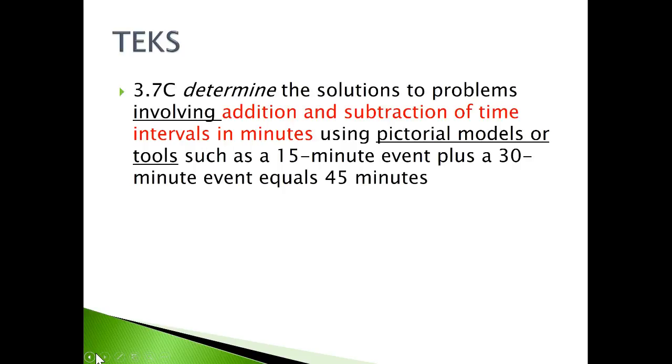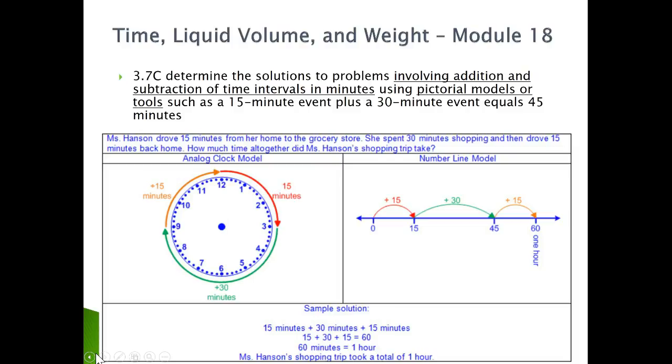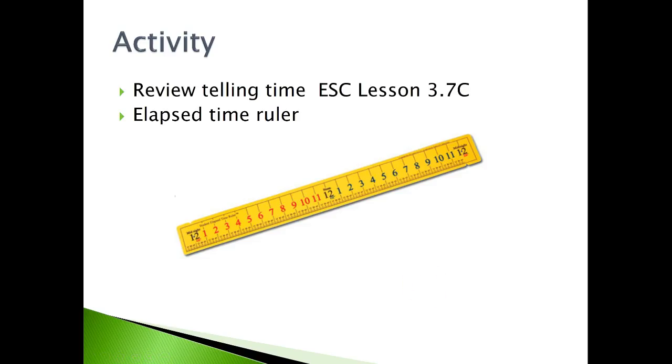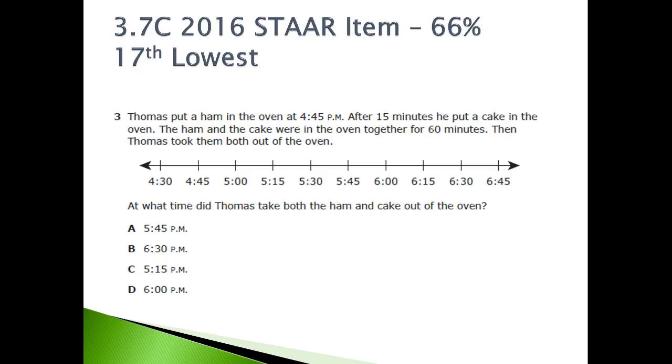So time, notice with time we have addition and subtraction of time intervals in minutes. Here you can use pictorial models or tools such as an elapsed time ruler to figure out the time elements, or a number line. Here's an example of how you can use a time ruler. This is a circular version, however you should have the manipulative version as well. And notice how we can use our number lines to help us with time. Here is the elapsed time ruler that you should have, as a manipulative that you received a year or 2 ago. And then also you could use the ESC lesson 3.7C with telling time.